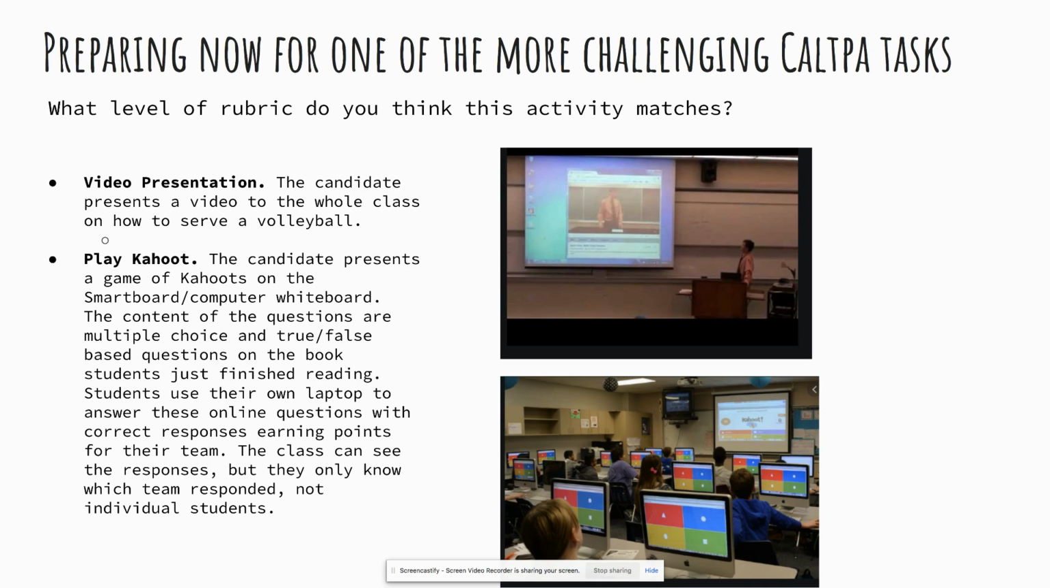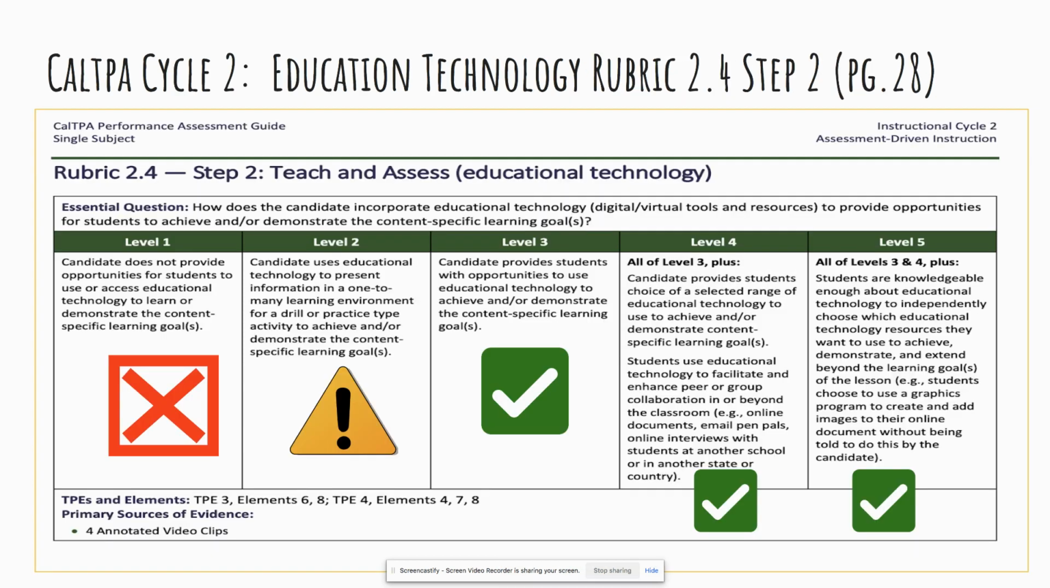In the second example, the candidate is presenting a game of Kahoots on the smartboard. The content of the questions are multiple choice, and students are using their own laptop to answer the online questions with correct responses, earning points for their team. The class can see the responses, but they only know which team responded, not individual students.